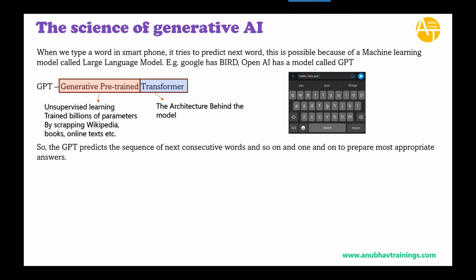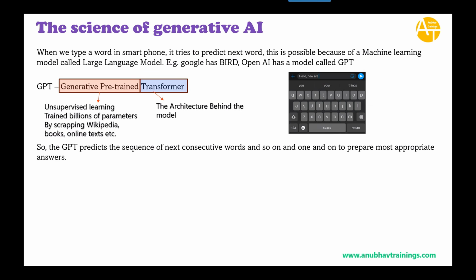So when you're using ChatGPT, what is ChatGPT? It's a tool. ChatGPT is a chatbot. It's a tool, but behind the scene there is a model. What is the name of the model? GPT model. How is this model built? It's built using deep learning techniques like neural networks and transformer architecture. So now you are able to connect these pieces.